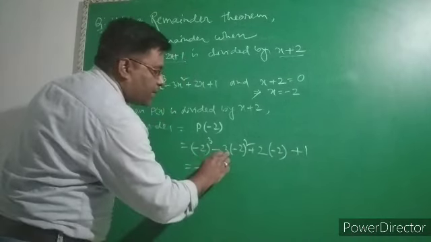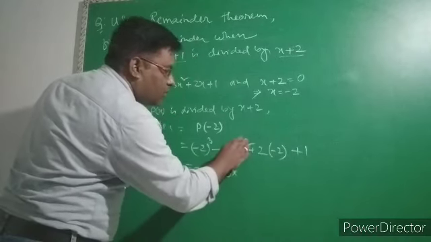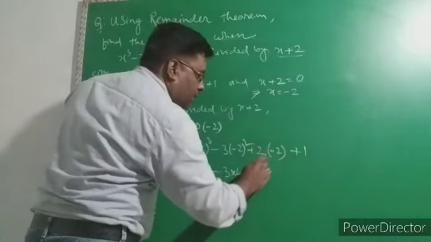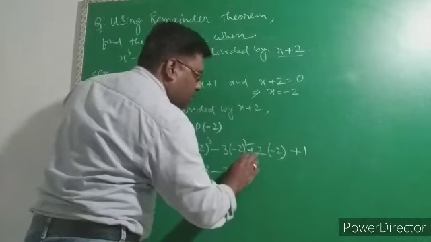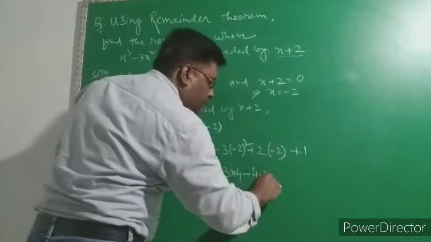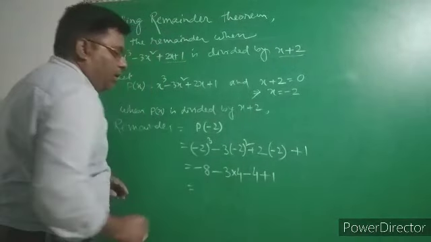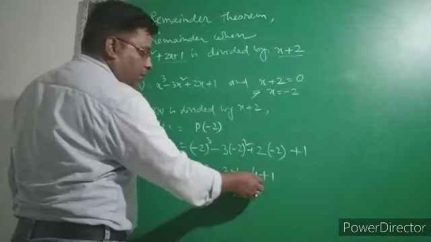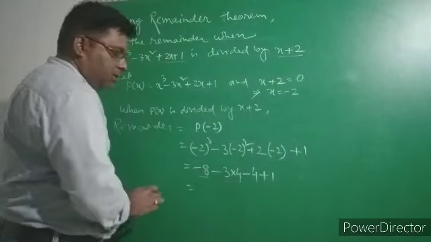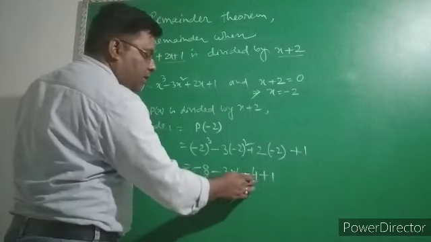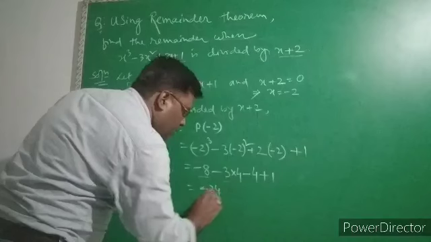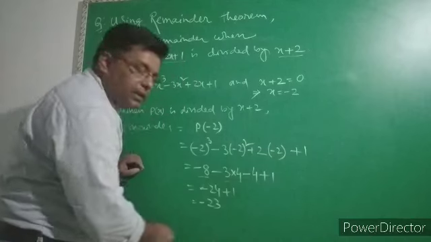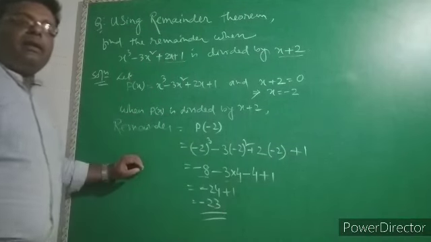Next it's minus 3 into minus 2 square. Minus 2 into minus 2 is plus 4. Next plus 2 into minus 2, plus into minus, minus 4. And plus 1. So minus 8, minus 12, and minus 4, so minus 12 and minus 8, minus 20, minus 24. Minus 24 plus 1, that is minus 23, which is the required remainder.